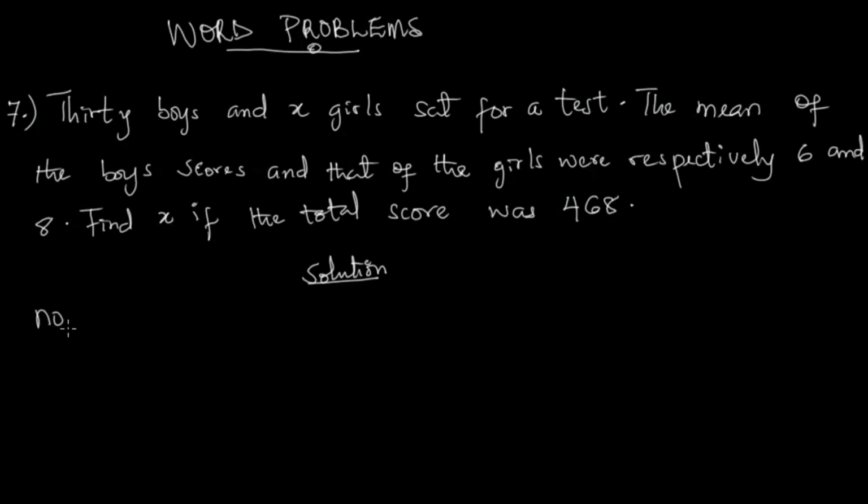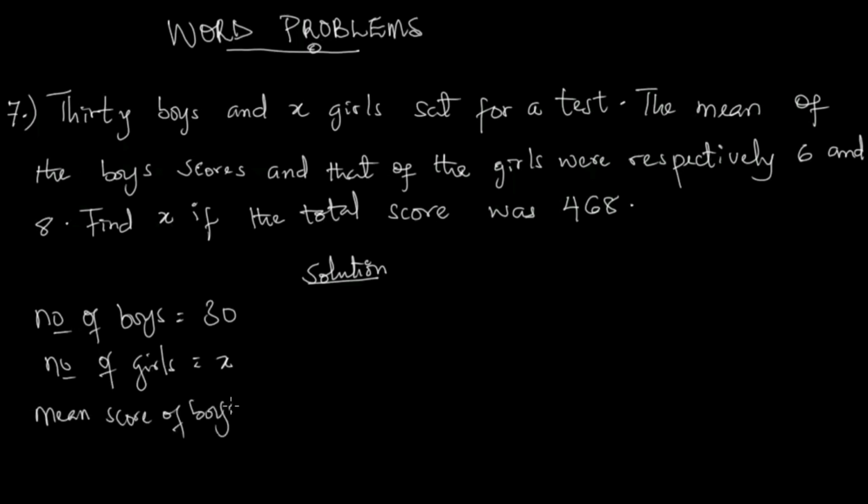So you say number of boys equals 30 and number of girls equals X. The mean score of boys equals 6, and that of the girls, mean score of girls equals 8. So we know that mean is equal to the sum over the total number.